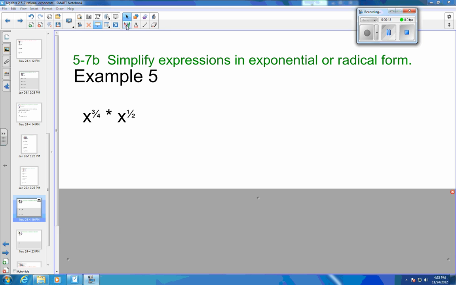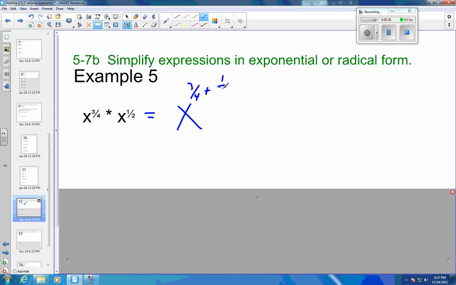So when you multiply, you would add your exponents. So this is actually x, and then you take your 3/4 and you would add your 1/2. And then you'd have to get your common denominator, so this would be x to the 3/4 plus 2/4. So this is actually x to the 5/4 power. And that's how you would leave it, x to the 5/4 power at this time.